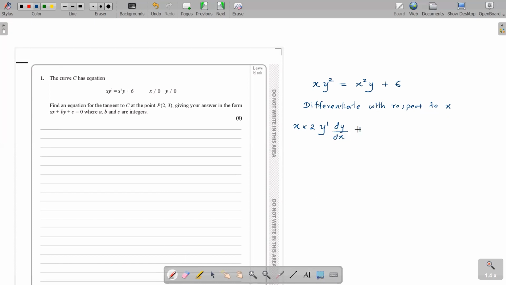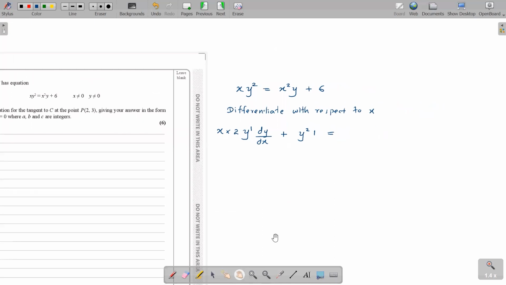Then plus, now it's the product rule: now the y squared stays while we differentiate x with respect to x. So x with respect to x is 1. Equals, the other side, x squared y.